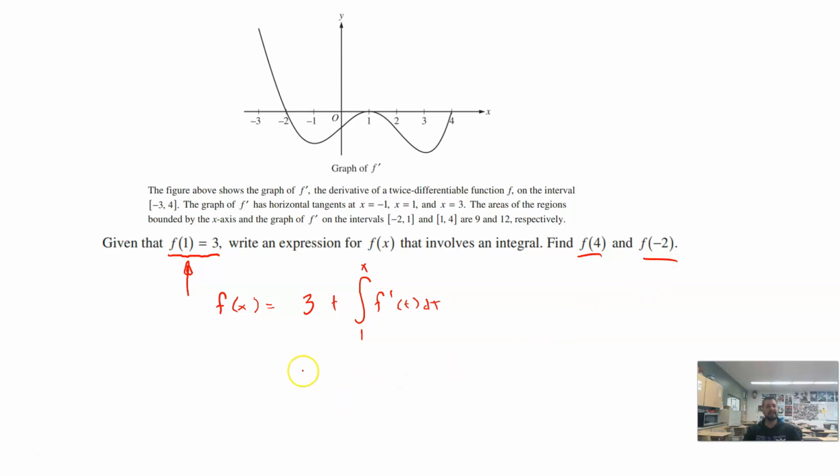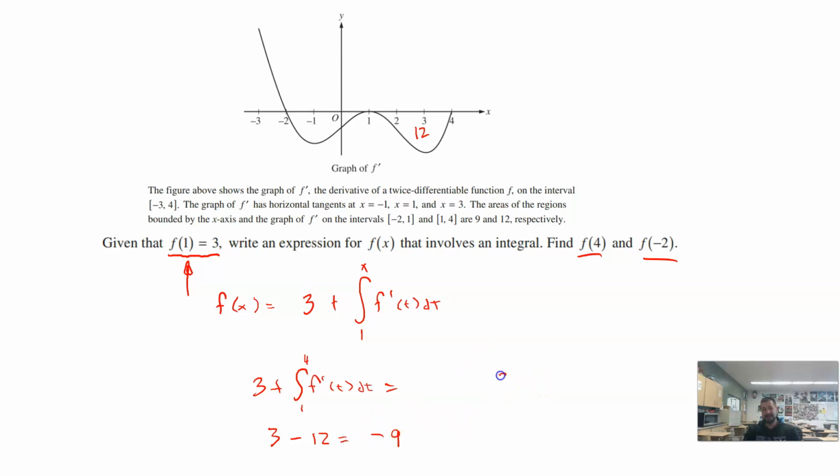So basically what we want to do is I'm going to find my position when x equals 4. So I've got the integral from 1 to 4 of f prime. And you could have used x here. T is technically the right letter. The nice thing about this is I know that the area from 1 to 4 is 12. Since it's below the x-axis, I would have 3 minus 12. That would give me -9.